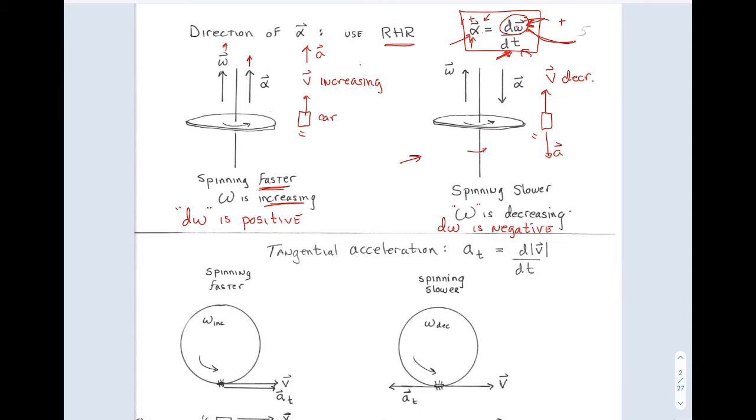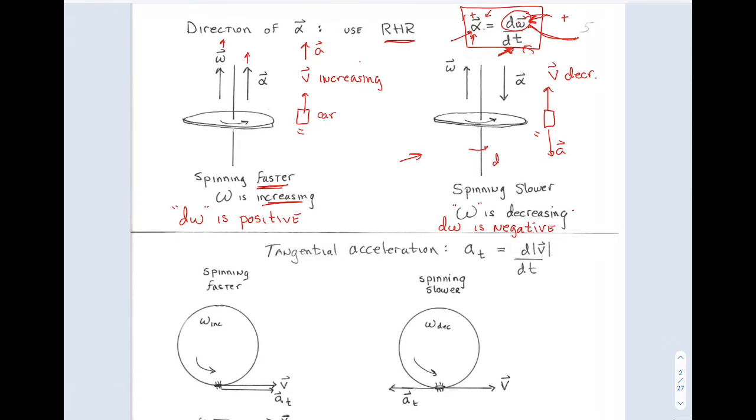So omega points upward. The omega vector points upward. I'm not going to draw this, but the vector d omega would point down. So d omega is negative, which makes alpha negative, and that's why alpha points downward.